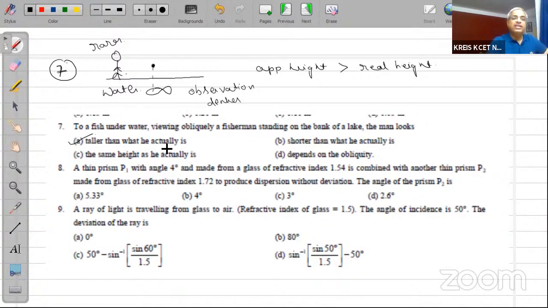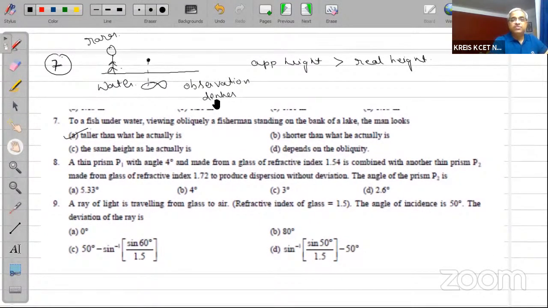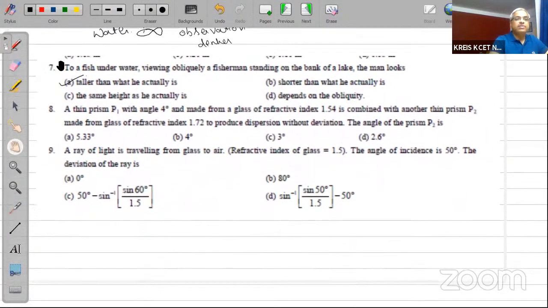Apparent height will be more than the real height when you keep the object in the rarer medium and make the observation from the denser medium. Okay, the 7th one was easy, we could easily do it. 8th one: a thin prism P1 with an angle of 4 degrees and made from glass of refractive index 1.54 is combined with another thin prism P2 made from glass of refractive index 1.72 to produce dispersion without deviation. Very good. Okay, dispersion without deviation. The angle of the prism P2 must be.